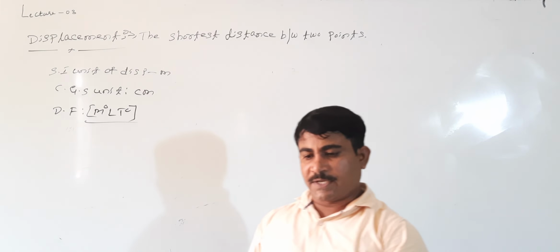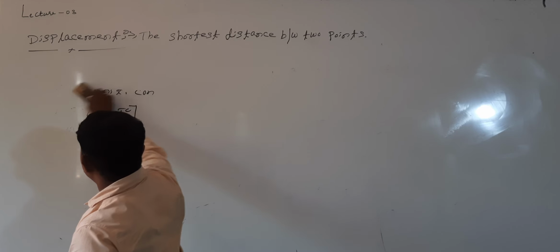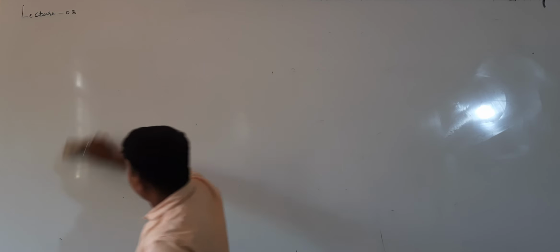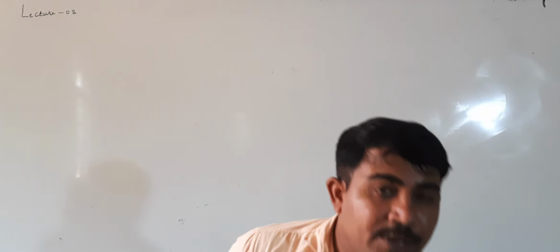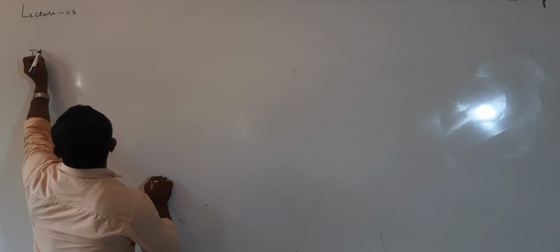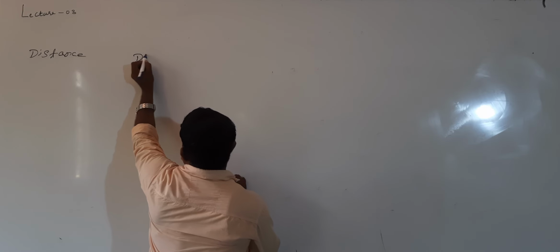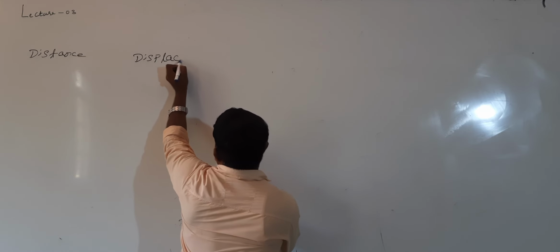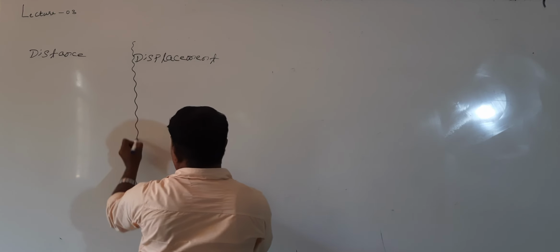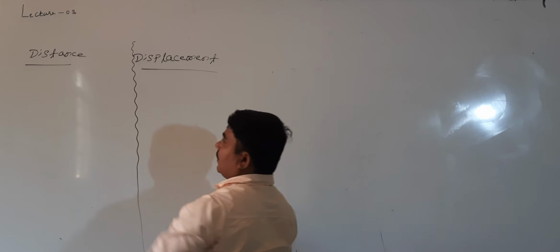Right? Now let us take the difference between distance and displacement. To make the difference, I will take two columns. In one column I will take the distance, in the second column I will take the displacement. Right? We can make the differences.